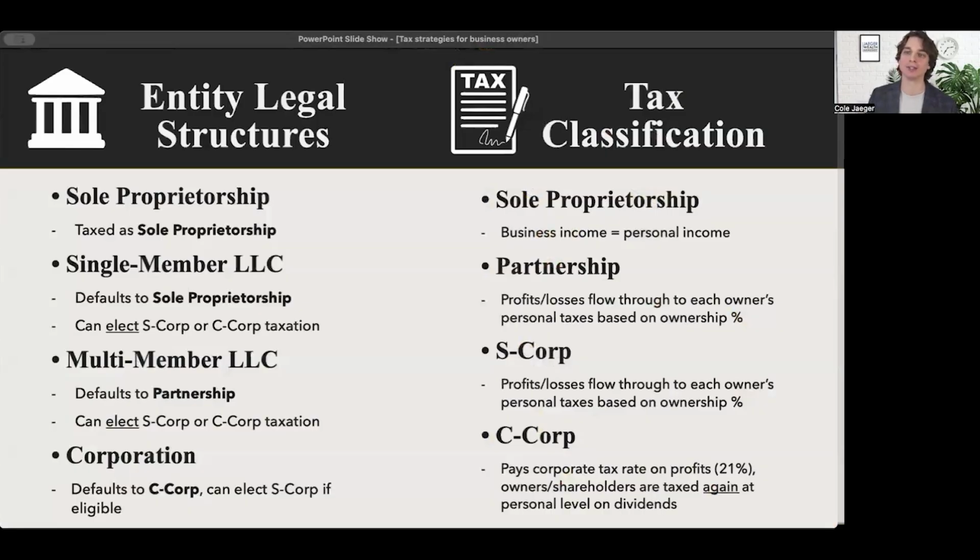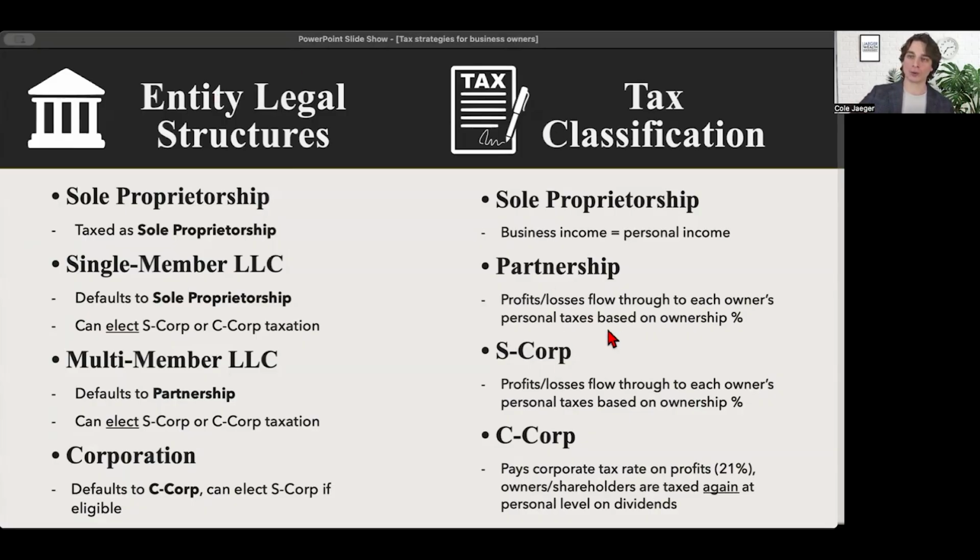First, entity legal structures and tax classifications. So there's a difference between the legal structure of your business and the tax classification, and I hope that this slide can help clear that up. Sole proprietorships are entities that are taxed as sole proprietorships, meaning your business income is your personal income, your expenses are your personal expenses. There's no differentiation between you and the business for tax purposes.